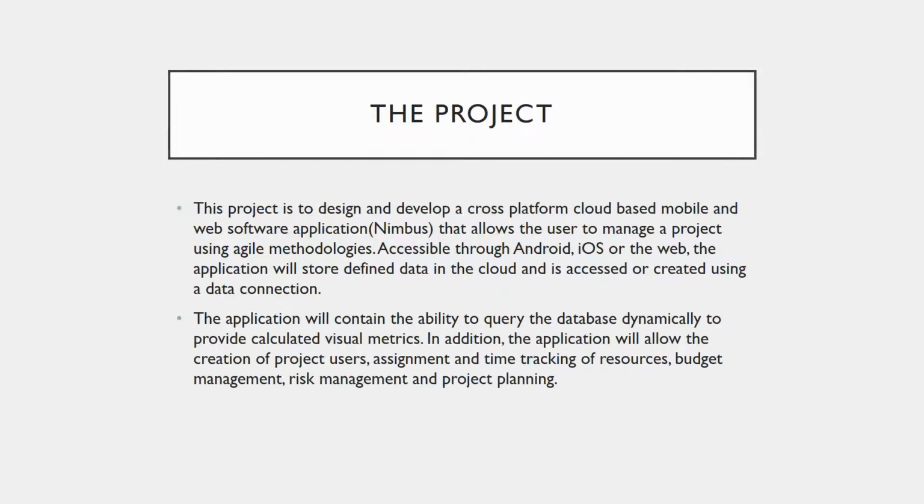The project itself, like I just said, is accessible through Android, iOS, or the web. It'll store data in the cloud, accessed wherever, created using the data connection on any device. The application will have the ability to query the database dynamically so that you can get calculated visual metrics. The key thing about this project and the idea that I had was that in agile project management, traditional metrics or traditional KPIs are not measured, or not measured easily.